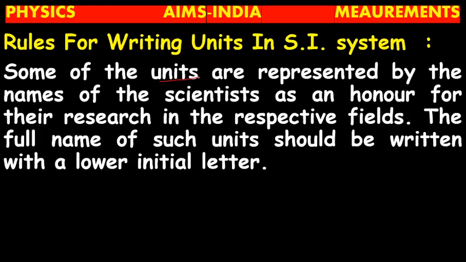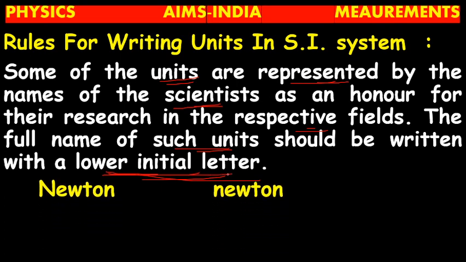Next. Some of the units are represented by the names of the scientists as an honor for their research in the respective fields. So the full name of such units, if we are mentioning the unit with their full name, then it should be written with lower initial letter. So Newton, if we write Newton starting with capital N, this is wrong. We have to write it as newton starting with small n.